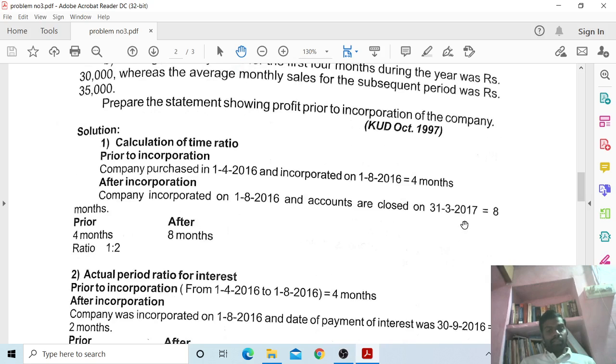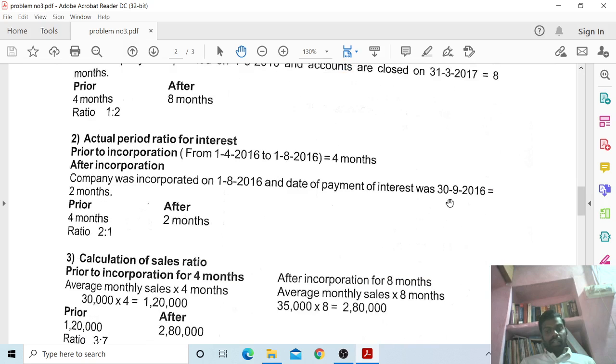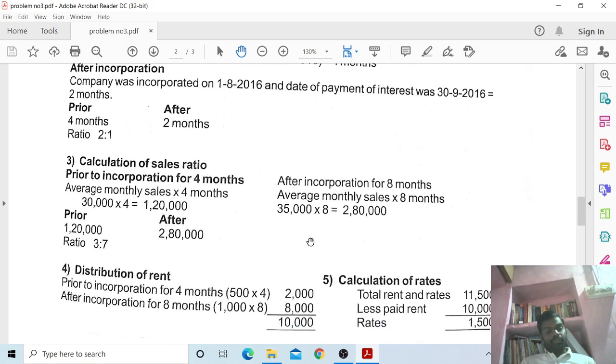Then up to 31/3/2017. From 1/8/2016 to 30/9/2016 there are 2 months: August, September. October has already started. So there are 2 months. So 4 months to 2 months, the ratio is 2:1. So the actual period ratio is 2:1.